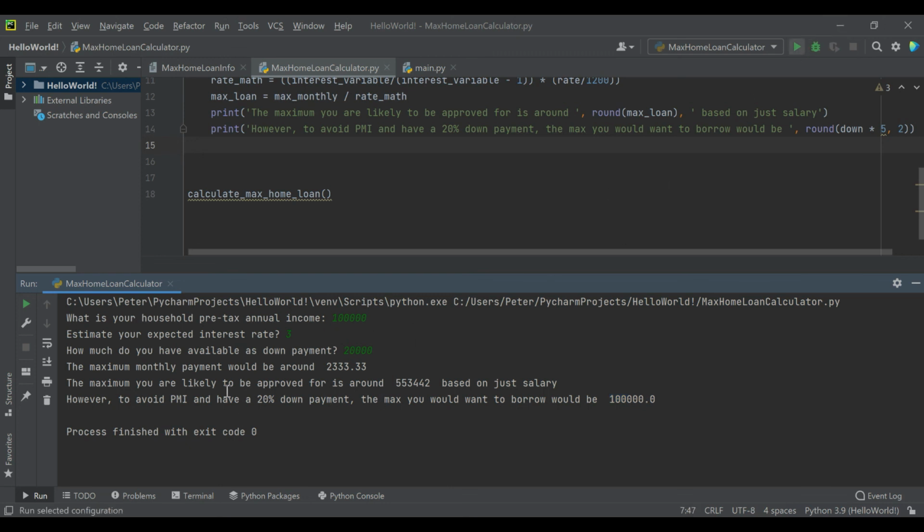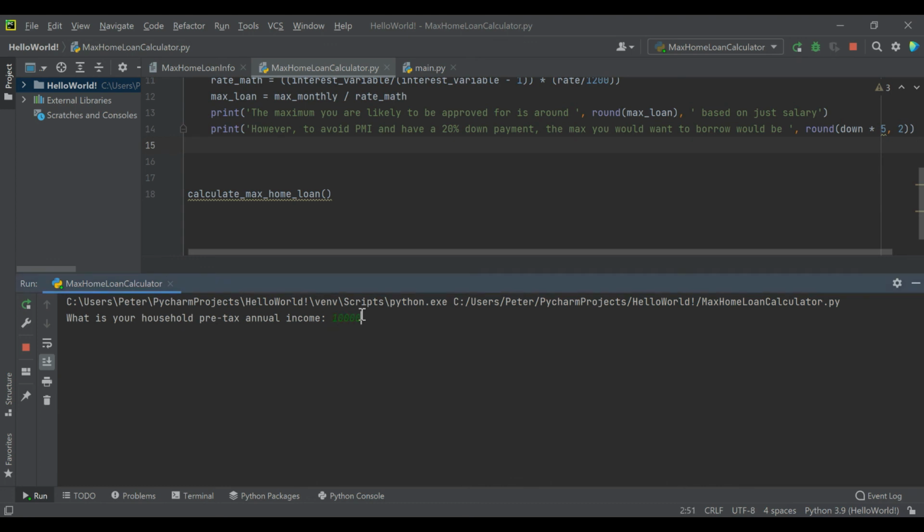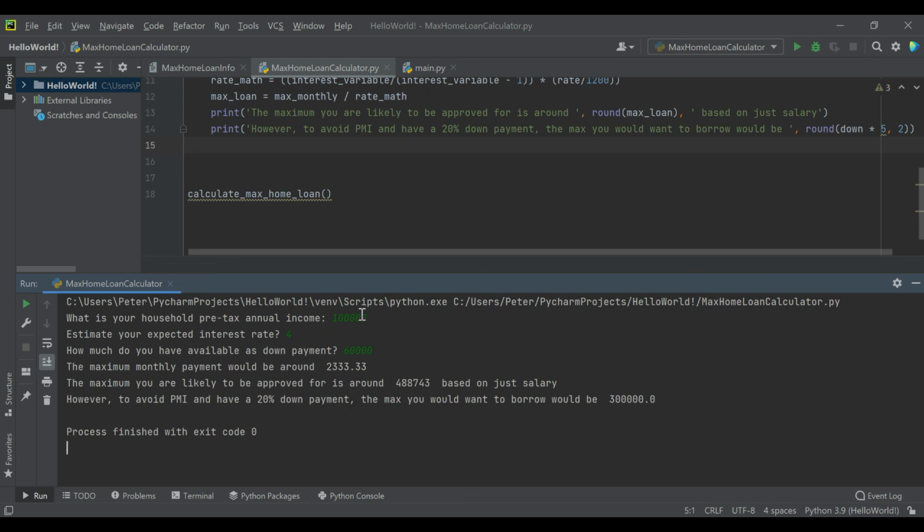So let's try running that again and say, okay, well, we've got 100 grand. We're expecting a 4% rate, but we're doing a little better on down payment. We've saved up 60 grand, and let's see what comes of that. So same monthly payment as before, but you can see just by increasing the interest rate, that's going to give us less of a total loan because more of that monthly payment would be interest. And then again, if we want to have a 20% down payment, then the max we might want to take out would actually be 300 grand to avoid PMI.